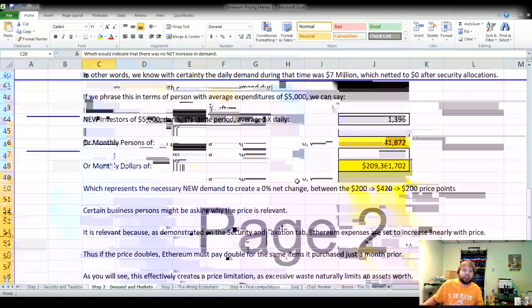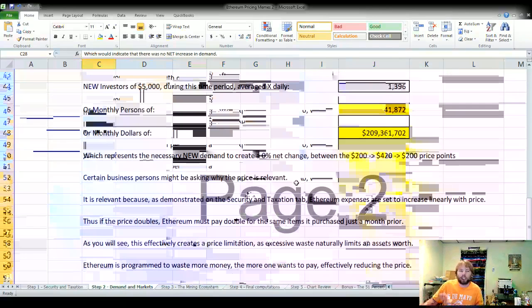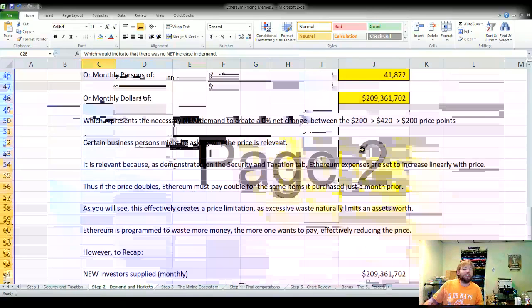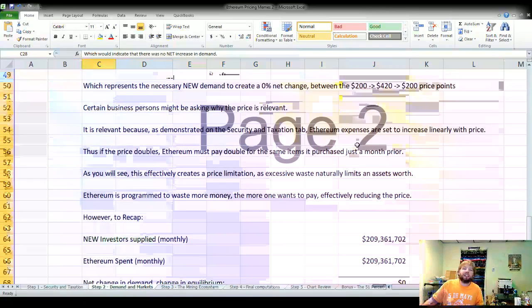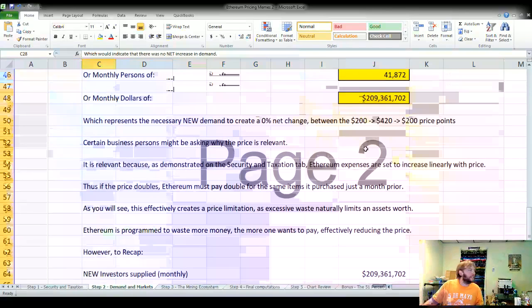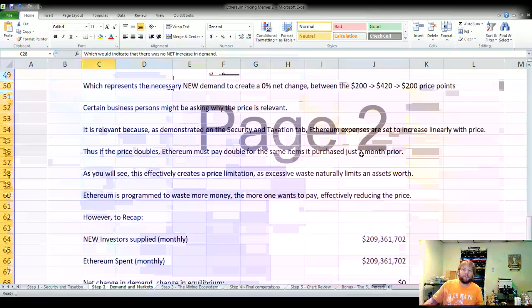If we phrase this in terms of persons, with average expenditures of $5,000, we can say new investors of $5,000 during this time period averaged exactly 1,396 people, or monthly persons of 41,872, or $209 million. Because it's a 47-day period, if you take it down to 30 days to standardize it, $209 million is the demand for new Ethereum every month by new investors, which represents the necessary new demand to create 0% net change during the time as it went from 200, 420 to 200 price points.